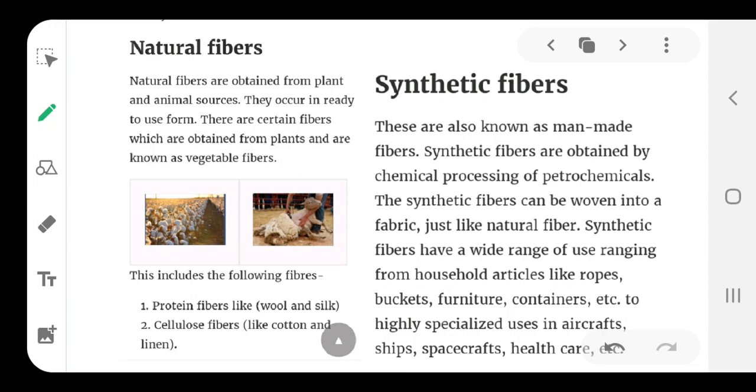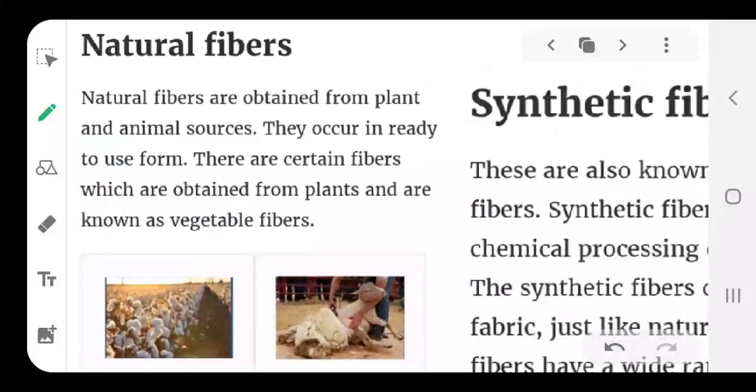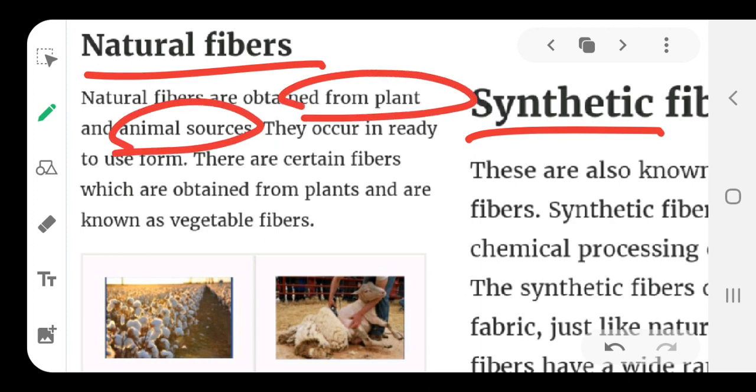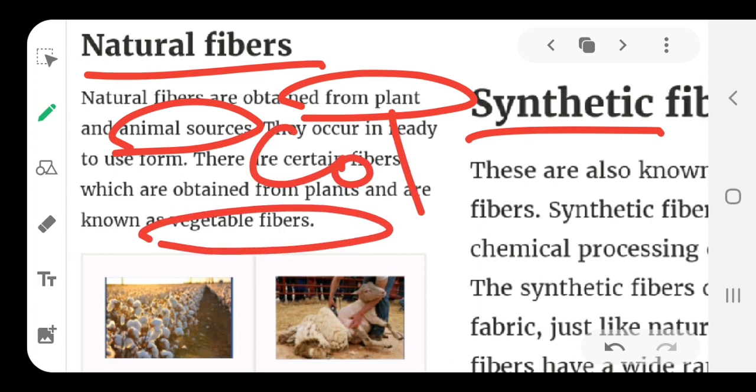Now, first of all, you should know that we have two types of fibers: synthetic fibers and natural fibers. First, let us see what natural fibers are. As the name suggests, these are fibers we obtain from either plant or animal sources. The fibers we obtain from plants are also referred to as vegetable fibers, such as cotton. You might know about it. It is a natural fiber.